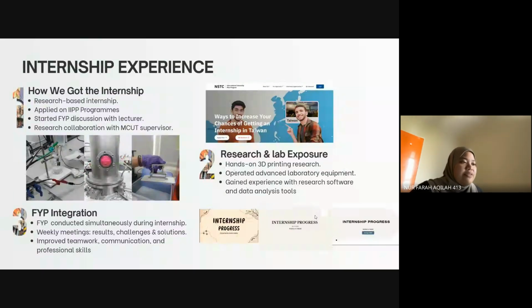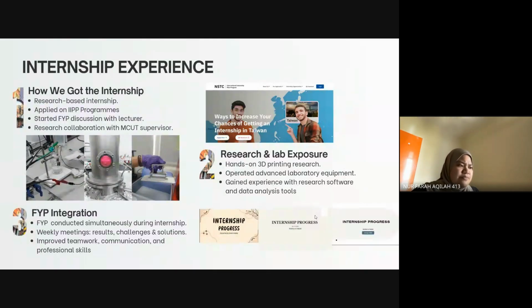Lastly, we have gained experience with research software and also data analysis. During our internship, we learned a lot about software that we never used before. It is a very good opportunity for us to learn more about the 3D printing slicer, and how to adjust your surface area. It is very interesting once you get to know the software.